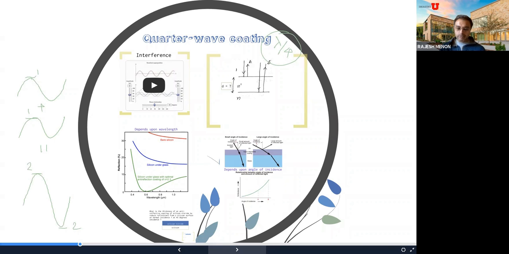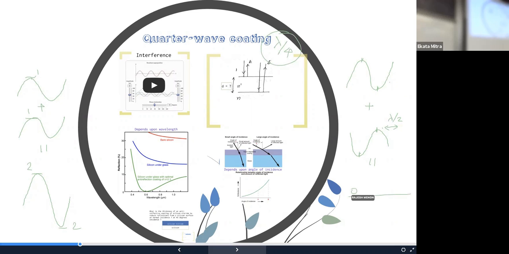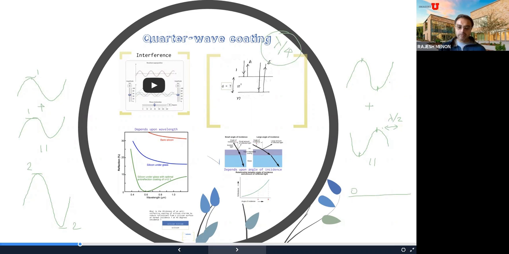Analogously, I can also have a situation where I have a wave and an opposite wave. This wave is shifted relative to the other wave by lambda over 2, because the peak here now corresponds to the dip here, and the dip here corresponds to the peak here. And what happens? I get nothing. It'll be 0 because everything perfectly cancels out. This is called destructive interference, and the earlier case is constructive interference.